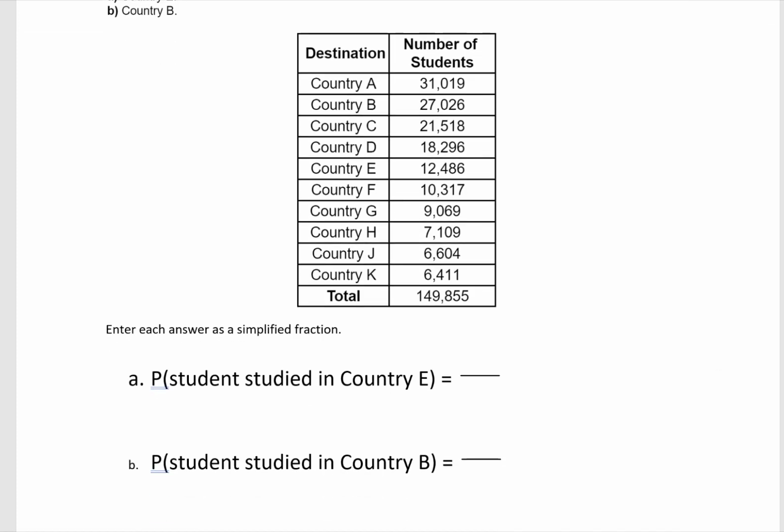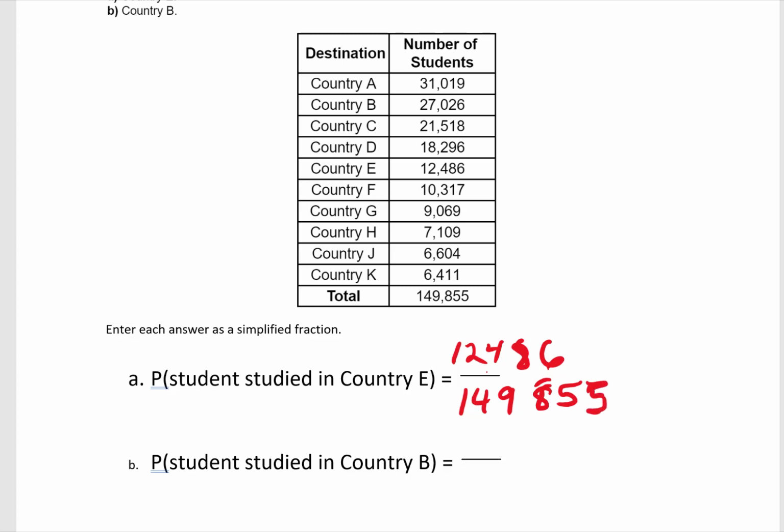So in country E, we look in the table and we see 12,486 students in that group. And the total in the table is 149,855. And that fraction is simplified.